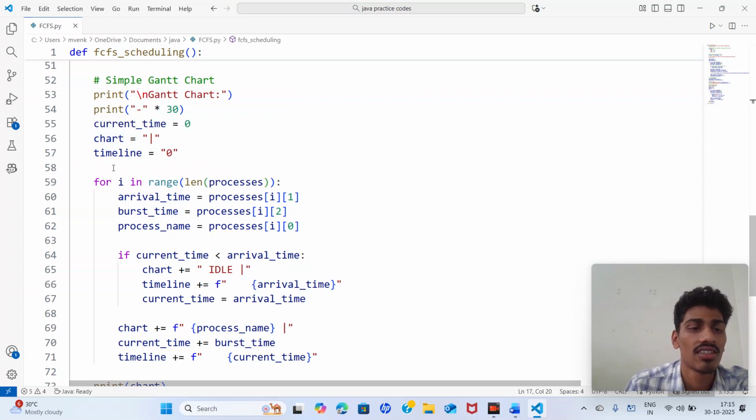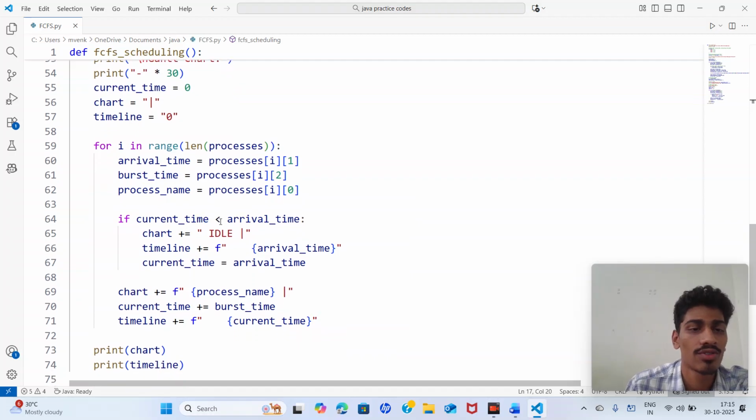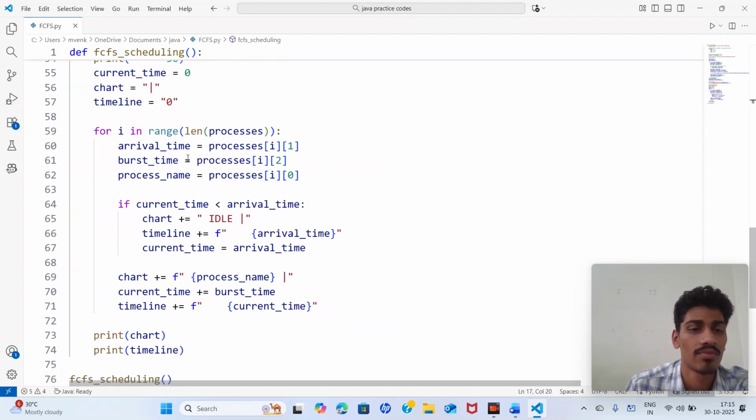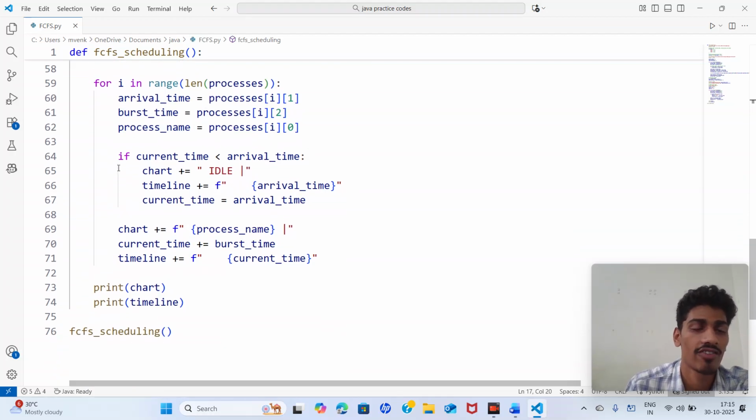The next part is to print the Gantt chart. We print the Gantt chart heading, then initialize the current time as 0, the chart as a dash, and the timeline as 0. We go into another for loop, same as before, taking the arrival time, the burst time, and the process name for P1, P2, P3.